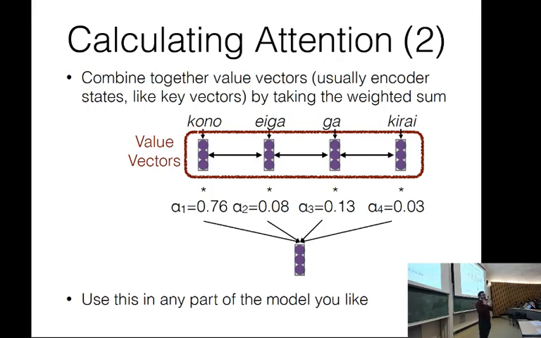Because the way that we calculated those weights was dependent on the query vector, which is the current decoder state, at every time step we would expect to see different weights as we unfold over the generated sentence. And this context vector can be used at any part of the model you like. You can feed it into the decoder as another input. You can, if you wanted, take it into account when you compute the state of the decoder in a different way.